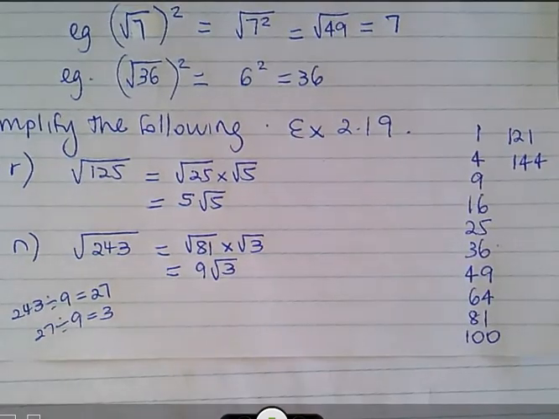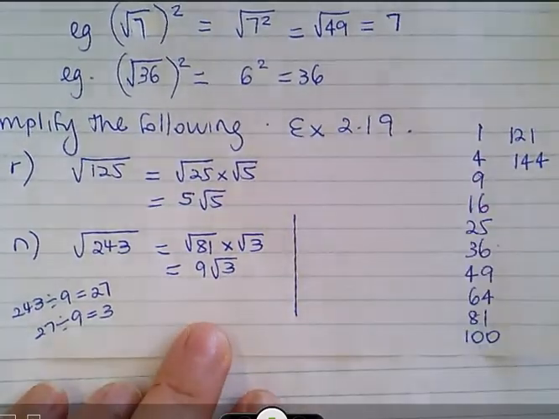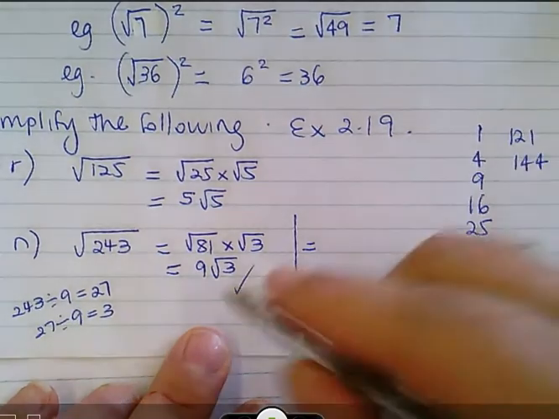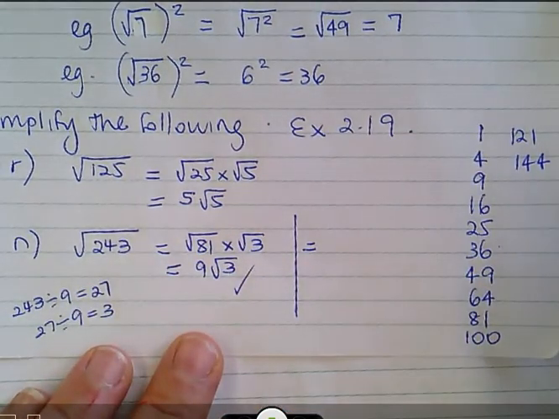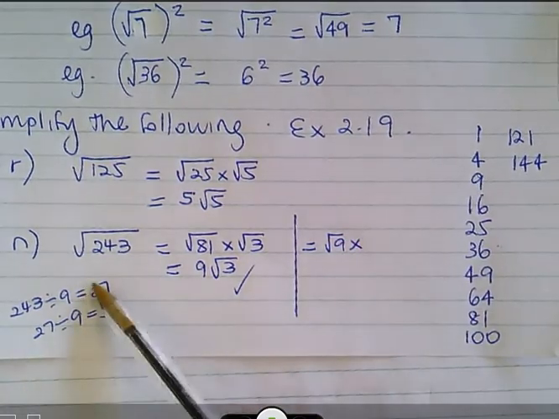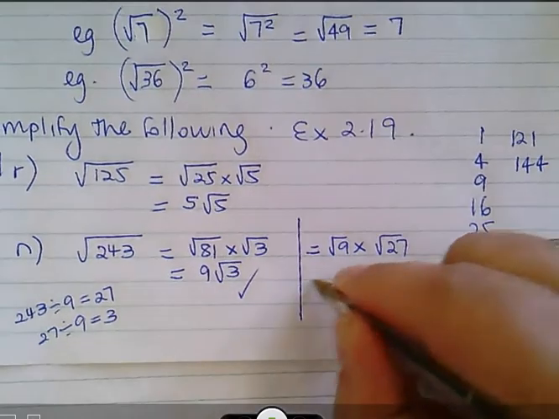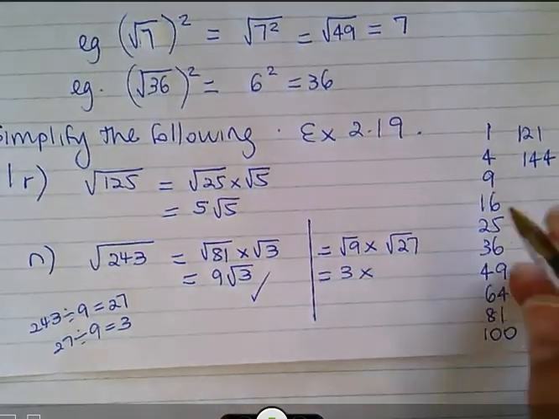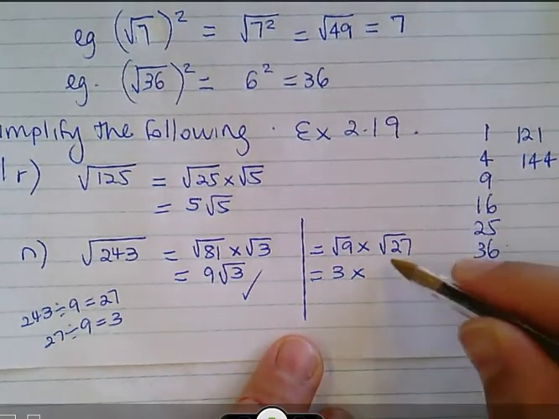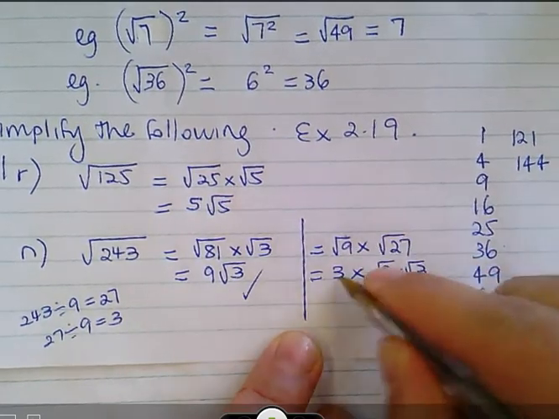Now, whenever you're simplifying surds, let's say I didn't do it like that. Let's say I just thought it was divisible by 9. You would have had the square root of 9 times the square root of 27, wouldn't you? But then you have to still simplify this. The square root of 27: 9 goes into 27, is 3 times the square root of 9 times the square root of 3, because the square root of 9 is 3.